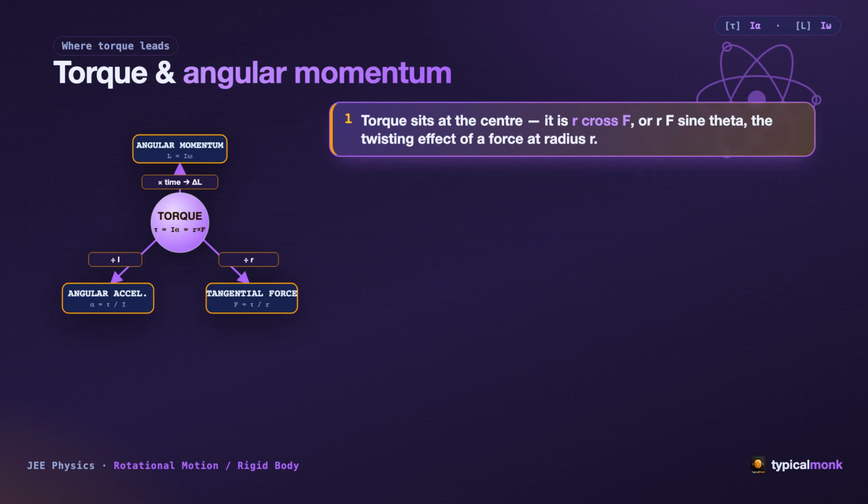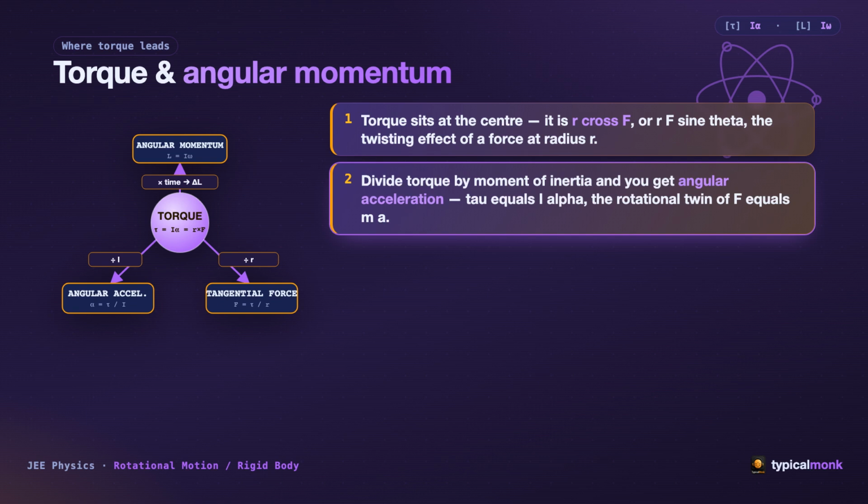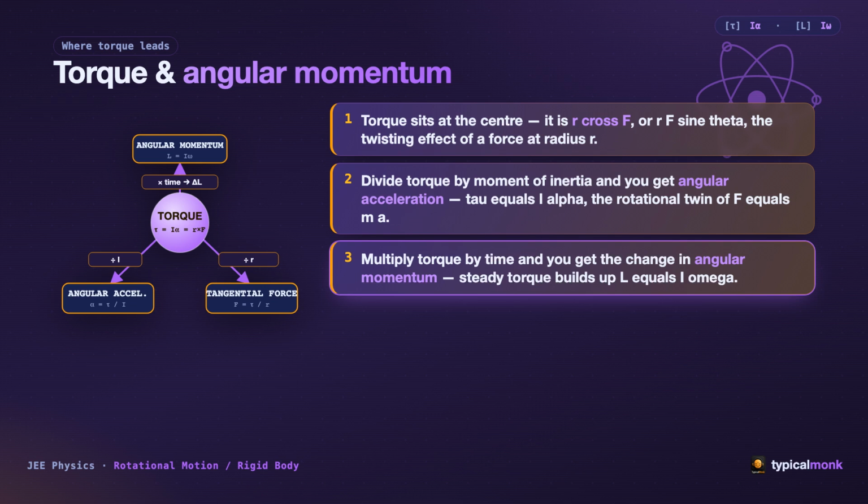Look at this diagram carefully, because torque and angular momentum grow out of each other. In the center sits torque. Torque equals R cross F, or RF sine theta, a force applied at some radius, twisting about the axis. This is where the spin begins. Torque also equals I alpha, mass distribution times angular acceleration, the exact rotational twin of F equals ma. Now angular momentum. L equals I omega, moment of inertia times angular velocity, the rotational twin of ordinary momentum, mv.